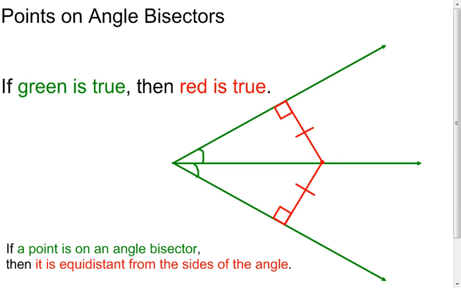Now I look at my next slide. There we go. If a point's on an angle bisector, which this point right here is showing, then it's going to be equidistant to the two sides. So I'm showing the distance. This shows distance, this shows distance back to the two sides, and those two distances are going to be equal.